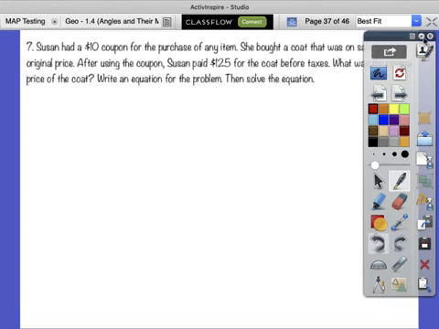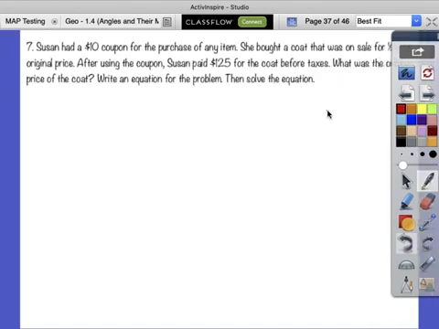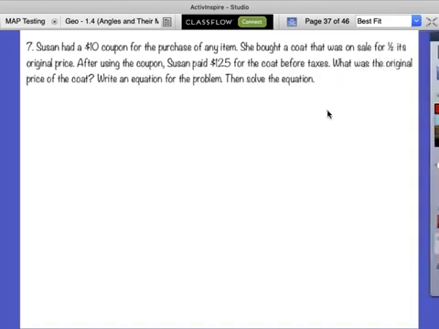Susan has a $10 coupon. Be careful here. Susan has a coupon, guys, for the purchase of any item. Just kidding, I love coupons. She bought a coat that was on sale for half its original price. Go ahead and write it in half there. She bought a coat that was on sale for half its original price. After using the coupon, Susan paid $125 for the coat before taxes. What was the original price of the coat? Write the equation for the problem, then solve the equation.